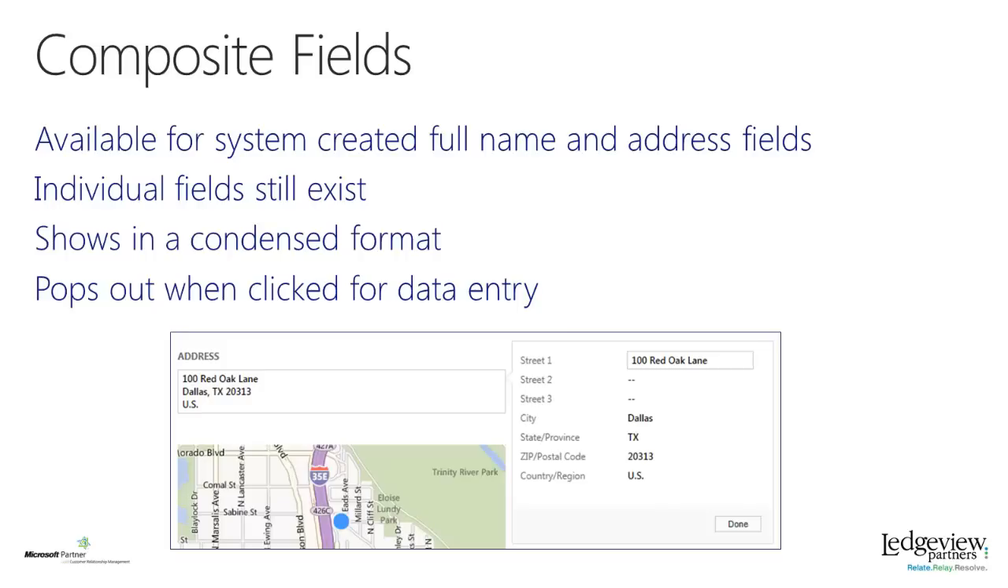Another new feature in CRM 2013 is the Composite field. Right now it's only available for system-created full name and address fields, but what it basically does is gives you a way to display a large amount of information in a small amount of space. When you select it in order to edit it, it pops out and gives you all the fields listed out. Currently, the pop-out isn't editable and you're not able to create your own composite fields.